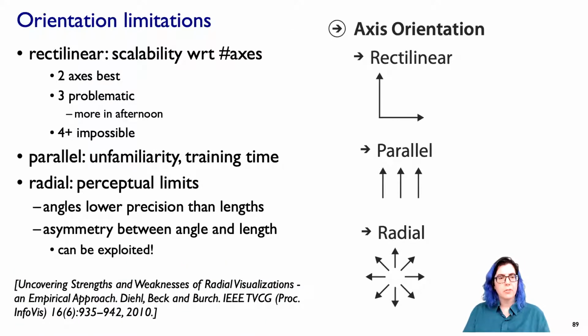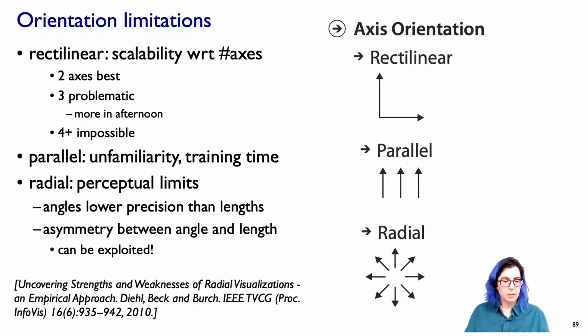So to sum up some of our discussion of orientation, in terms of rectilinear, 2 axes is great. 3 can be problematic. We'll talk more about that. And 4 or more is simply impossible unless you do something exotic. With parallel coordinates, there's the unfamiliarity problem, so there can be training time requirements. And with radial axes, there's this perceptual limitation, which can sometimes be a double-edged sword. Sometimes it's what you want, sometimes it's not what you want, that we have lower precision with these angular things than with the lengths. Sometimes you have a data set where, in fact, you want to have one higher precision and one lower precision one. That could, again, be a really good fit for radial.